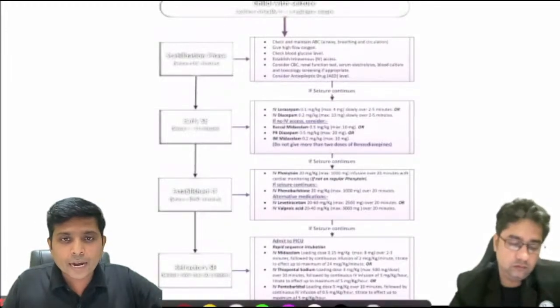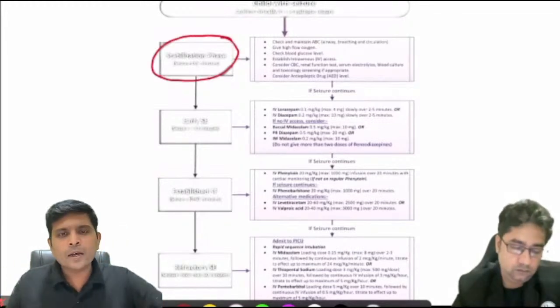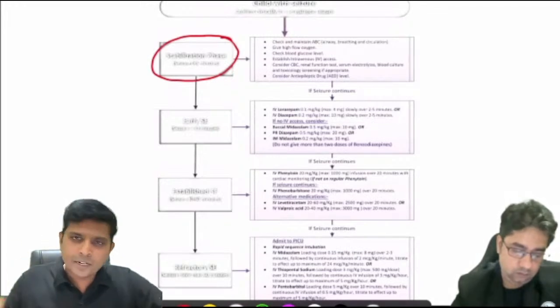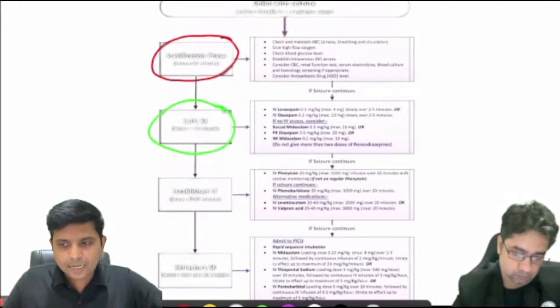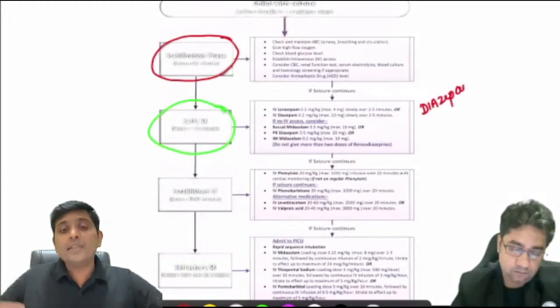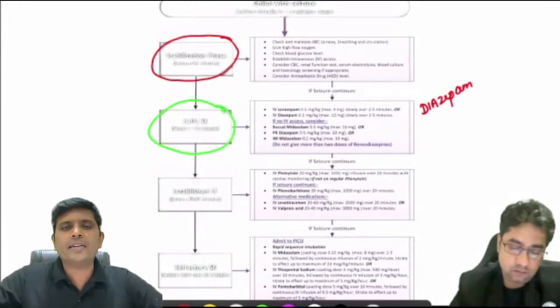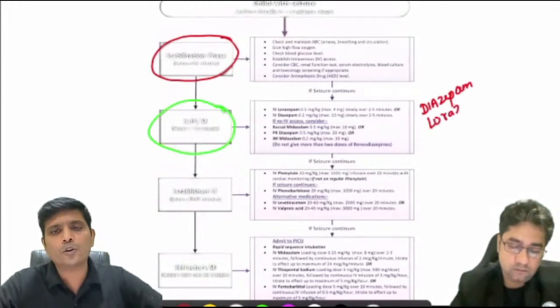where you need to give a benzodiazepine. Either it can be lorazepam or diazepam or midazolam. Either it can be rectal or oral or IV or IM. Recently, intranasal midazolam has come. Even in some countries, intranasal lorazepam has also come.